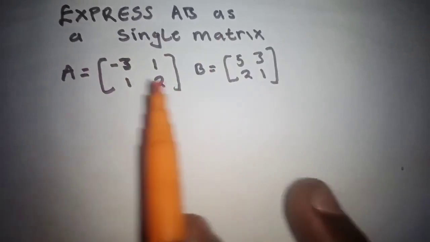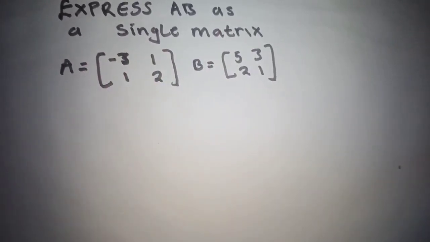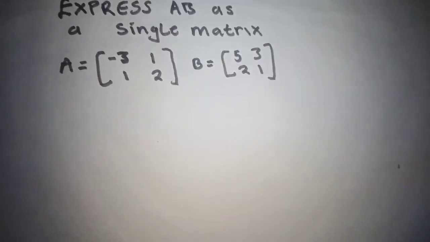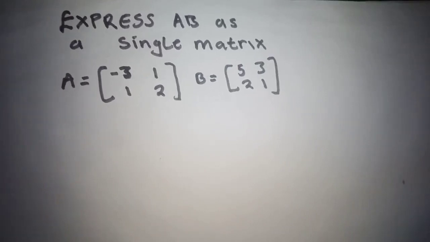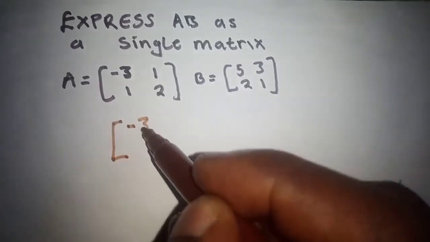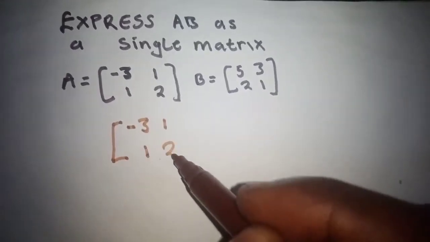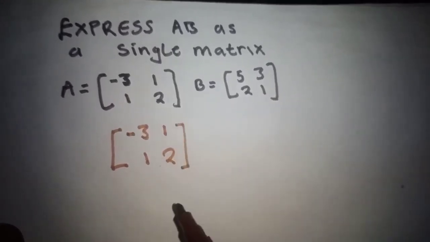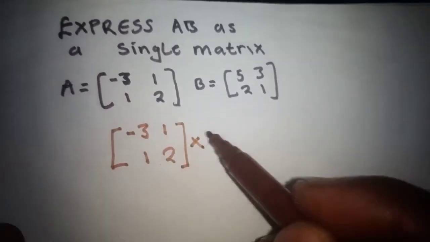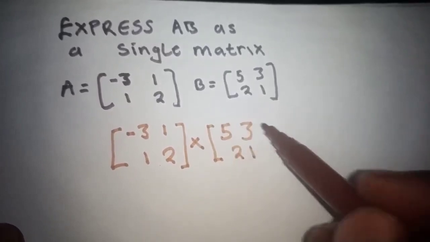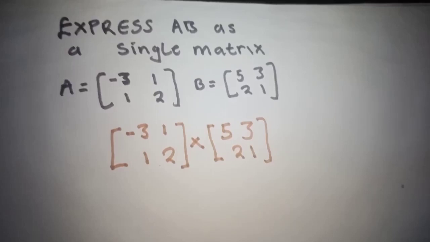What this simply means is that you are being asked to multiply the matrix A and B. In other words, you should multiply this matrix, negative 3, 1, 1, 2, times the other matrix, which is 5, 3, 2, 1. That's what multiplication of matrices means.